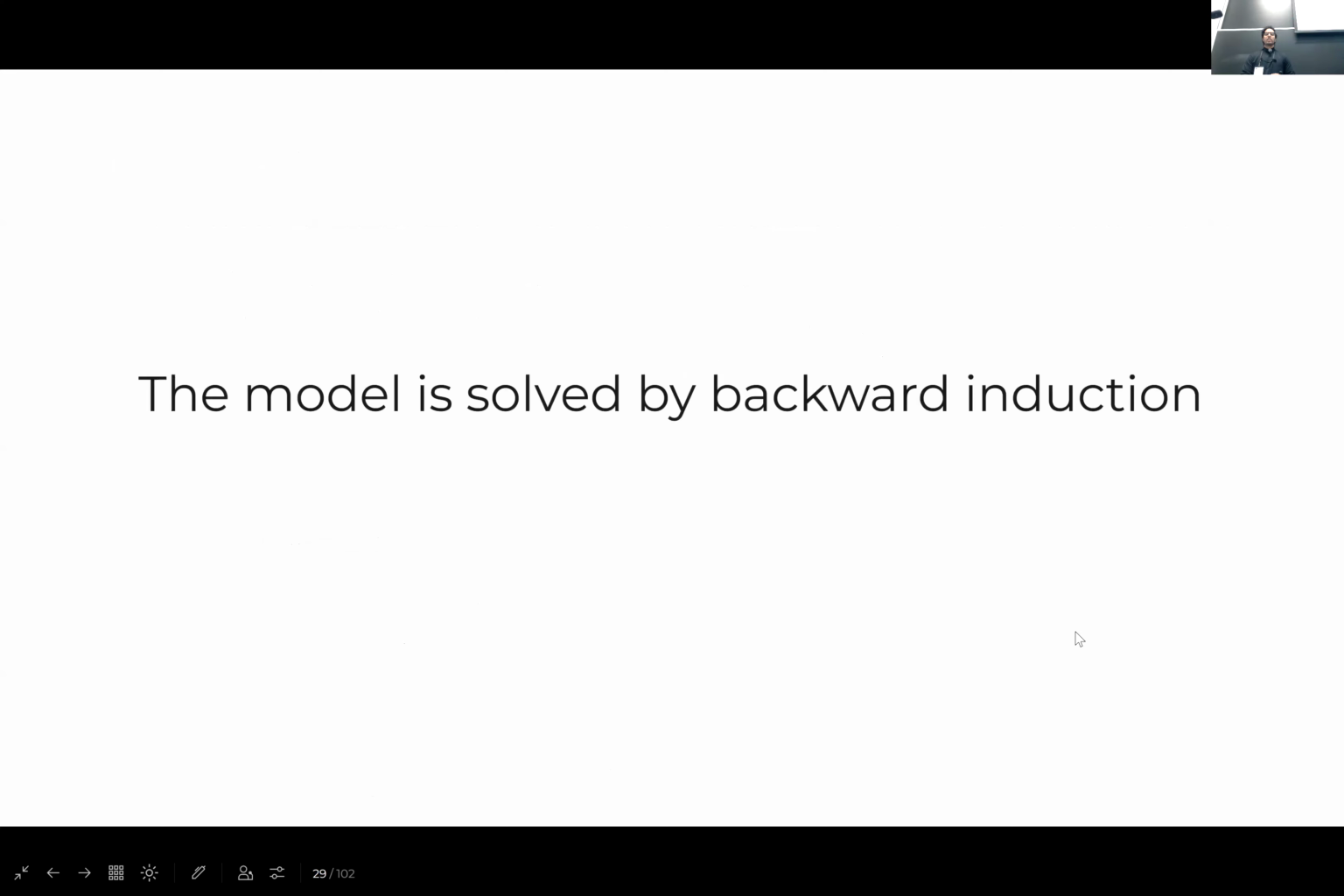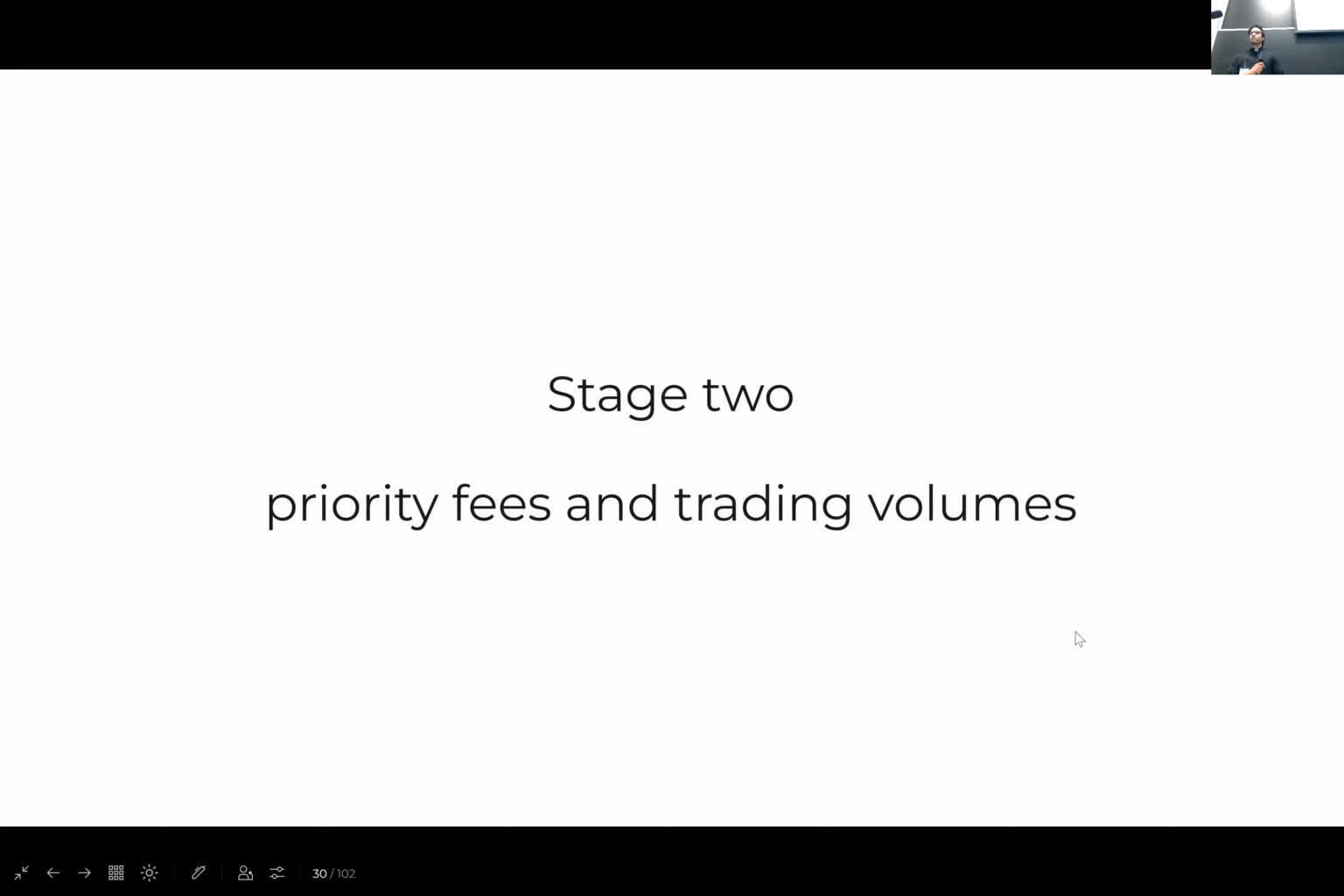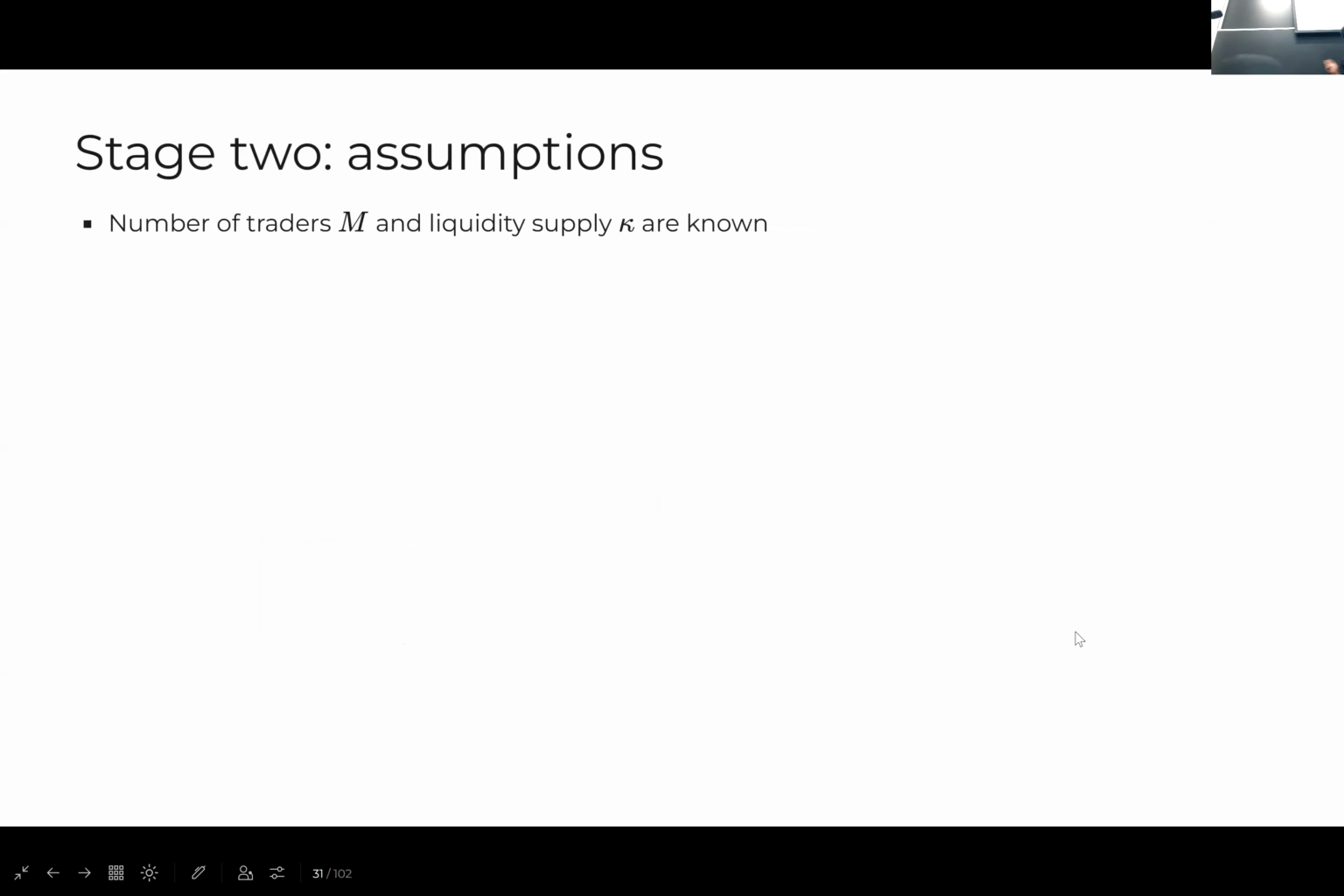Okay, so obviously the model is solved backward. And we'll start with stage 2, and I will describe the specific assumptions of stage 2. Remember that at stage 2 we know the number of M traders that decided to enter the competition, and we know the level of the supply in the AMM. This is taken as given by the informed traders. It doesn't mean that it's fixed and not strategic, because when we go backward, these things will be a function of what's going to go on here in stage 2.